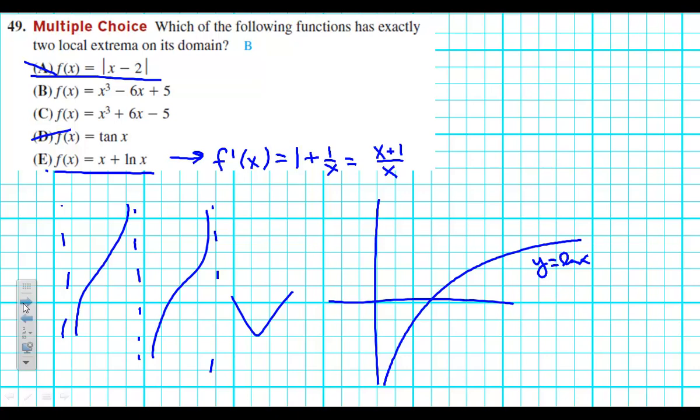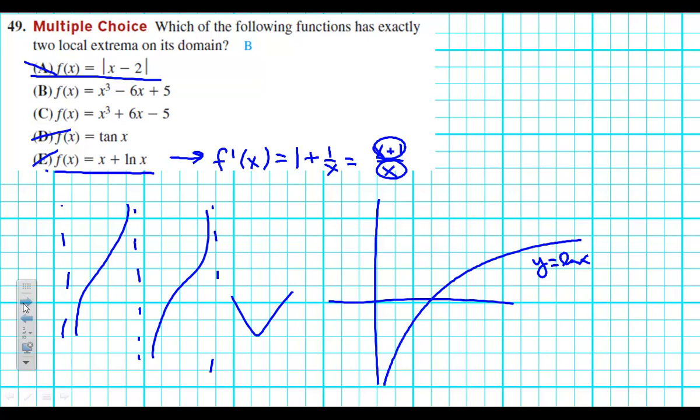If I give it a common denominator, it's undefined at 0. But you know what? That function isn't defined at 0. Natural log is not defined at 0. And when does the numerator equal 0? When x is equal to -1, and this function is not defined at -1. So by knowing what the graph looks like, or by taking it for critical values, we know that there can't be 2 local extrema. So it can't be this one.